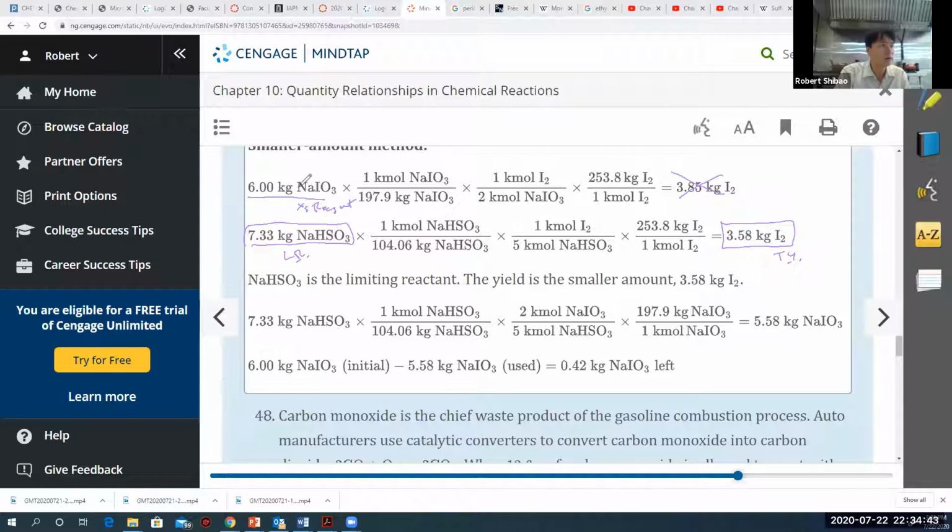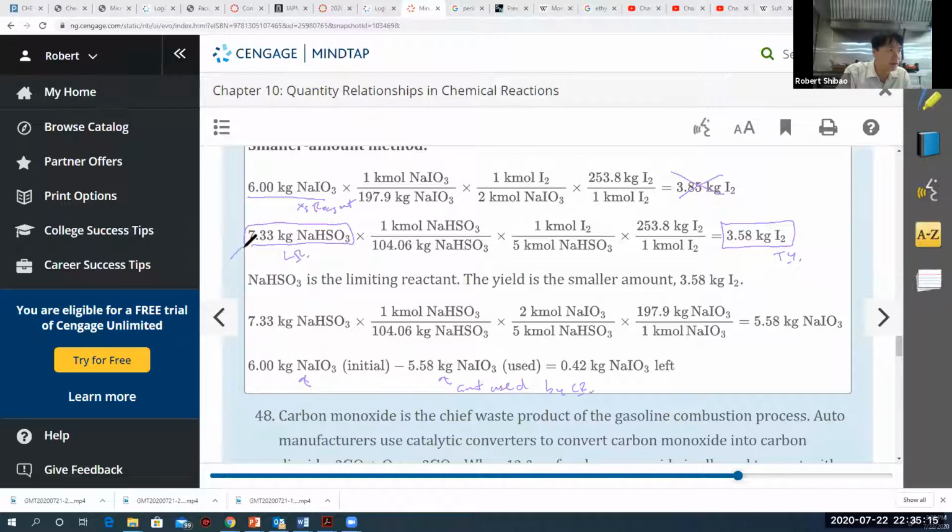And so our excess reagent was the oxidizer. Our limiting reagent was the reducer here. So how much oxidizer are we going to have unreacted? And so the reducer was the limiting reagent, okay? So in order to do that, we start off with initial, this is how much we started off with, 6 kilograms, minus the amount used. This is the amount used by the LR. The amount used by the LR, we figure out how much that is stoichiometrically.